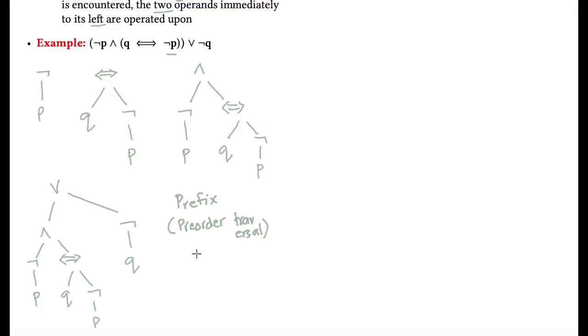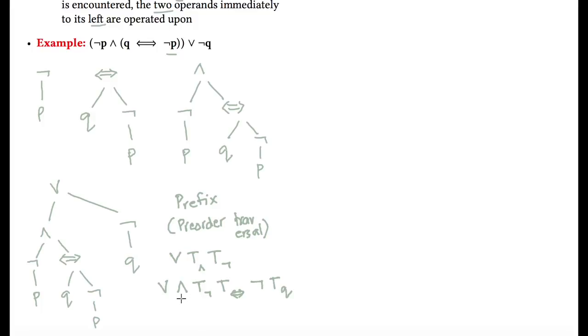So what are the steps? For pre-order traversal, what do we do? We say root, left, right, correct? So what is our root? Our root is OR. Then tree rooted at AND, and then tree rooted at this NOT. Then root, for this tree rooted at AND, we say root, tree rooted at NOT, and tree rooted at the double implication sign. And for this tree at NOT, we'll just say NOT, tree rooted at Q, correct?